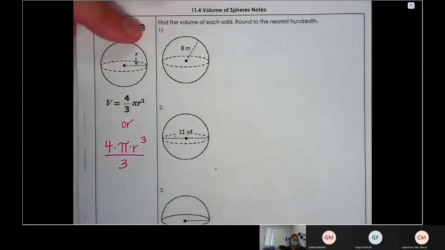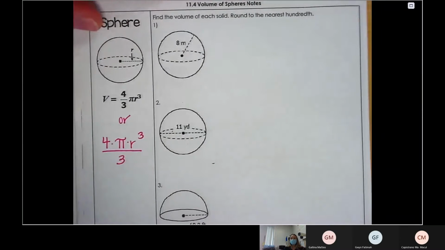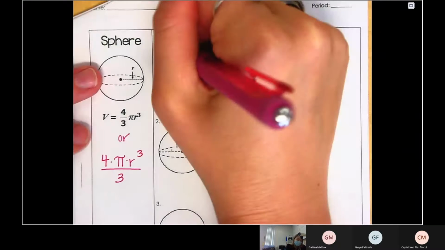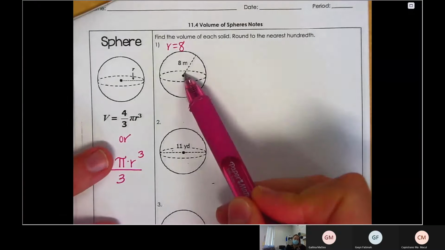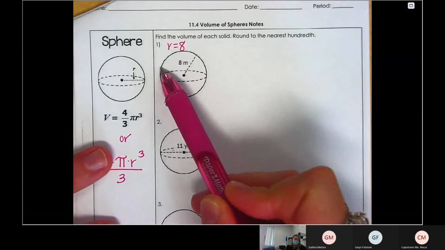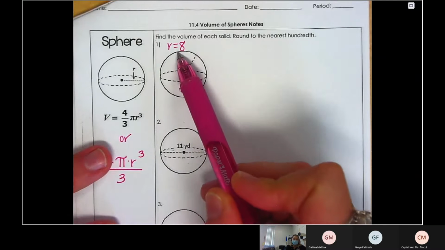So let's take a look at number 1. What is the radius for number 1? 8. The radius is 8. Now also realize that that radius is the same radius all around the circle. So from any point of the edge to the center, the radius is 8.